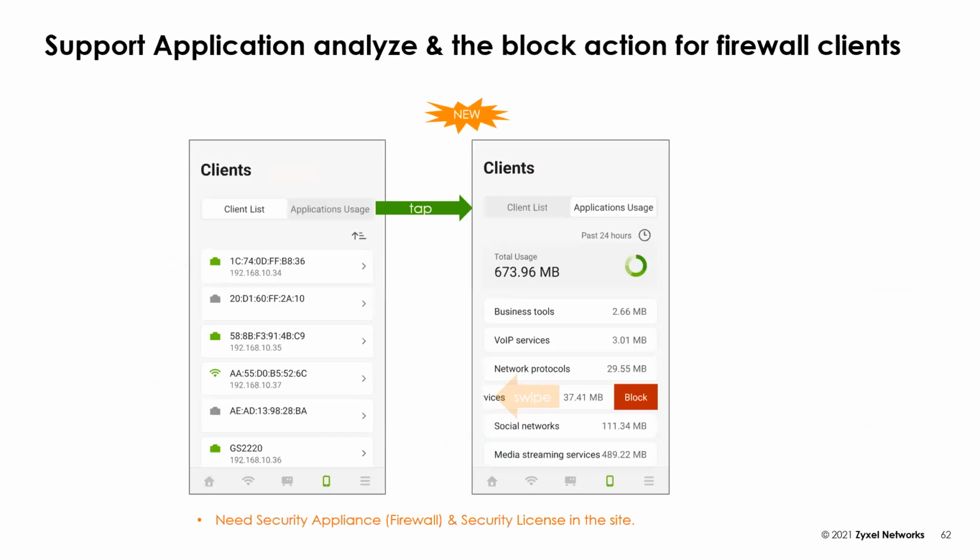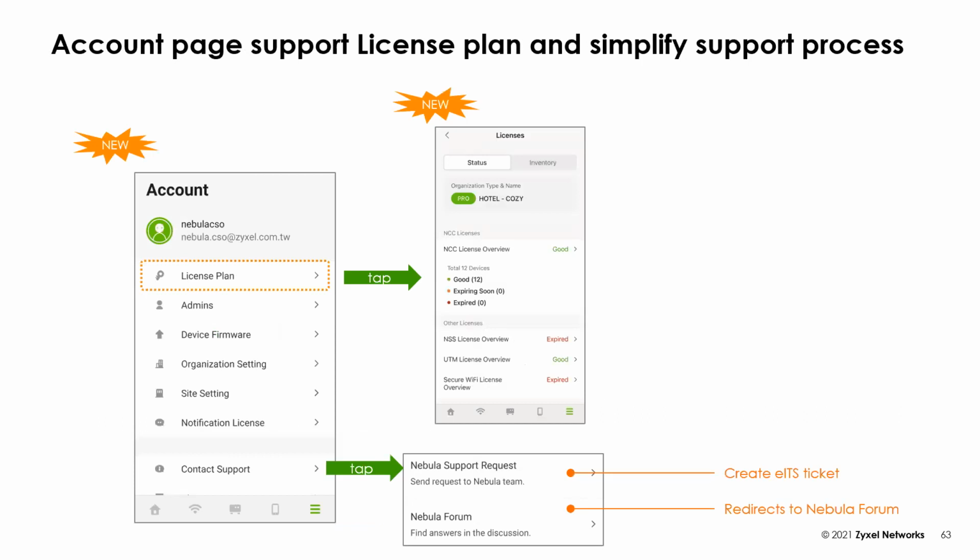And then we've also given you now on the firewall side, if you're using I think it has to be a USG Flex or an ATP, a breakdown of what's going on in the client view as far as the applications that those clients are using, and the ability to block individual applications simply by swiping on them. And then last but not least, we've modified the screen where it shows the licenses to make it easier for you to manage licenses directly from the mobile app.